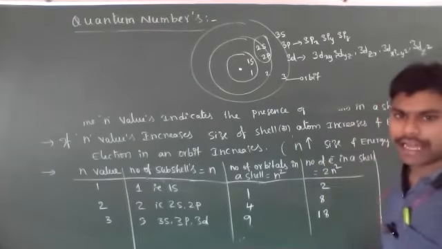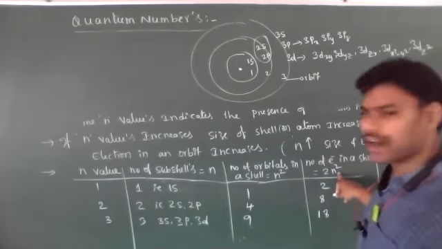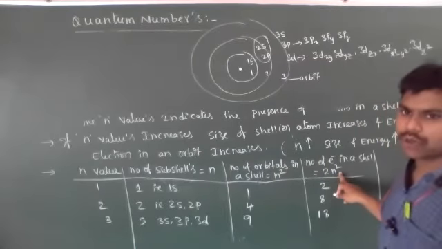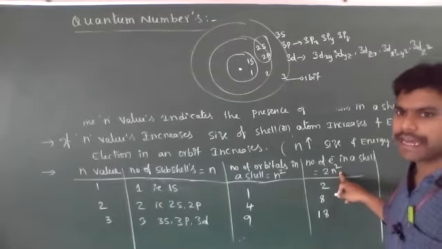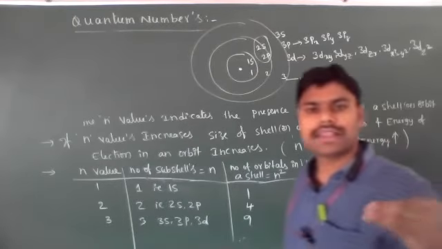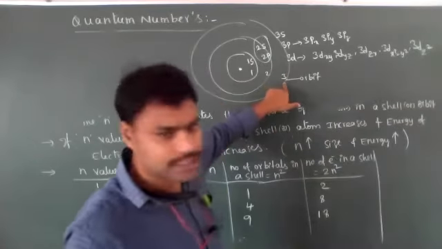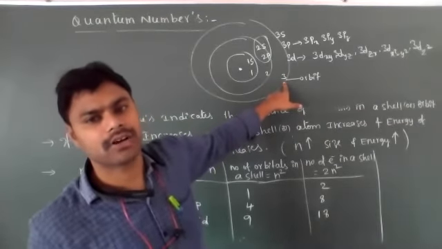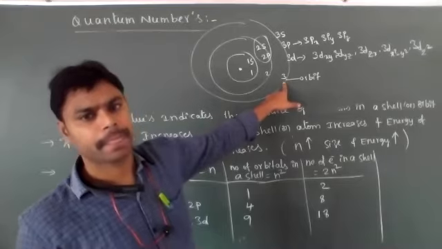18 electrons. Otherwise, you have to use the formula 2n square. 2n square means 2 into 3 square. 2 into 3 whole square means 9. 2 into 9, 18 electrons are present. So in the third shell, maximum how many electrons are present? 18 electrons are present. Okay.